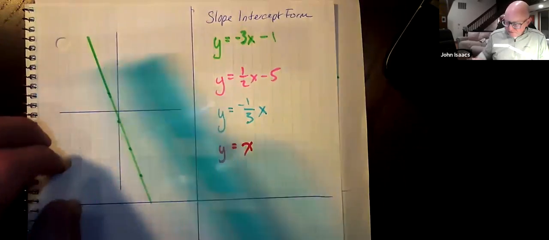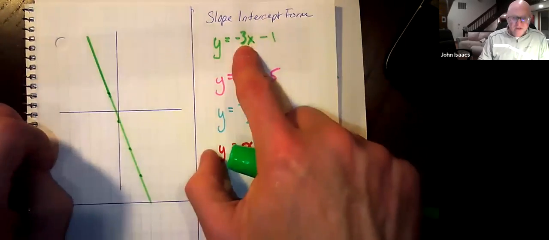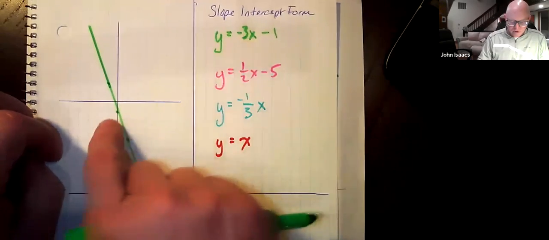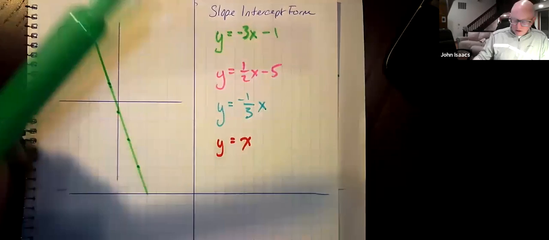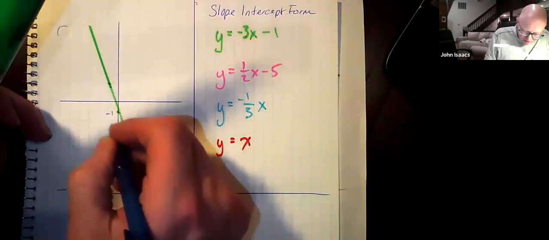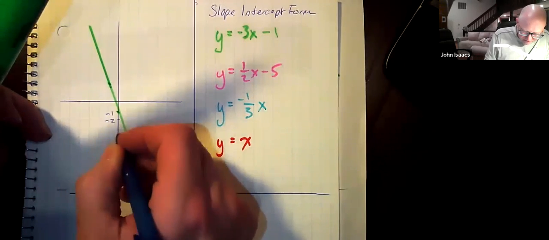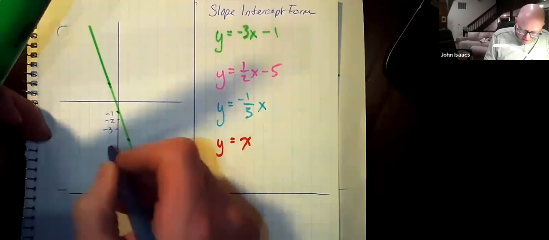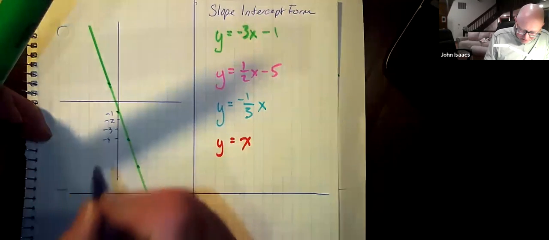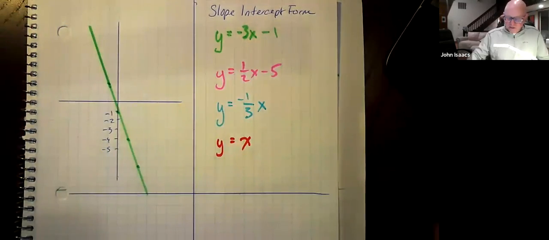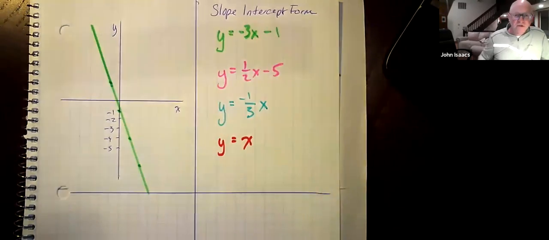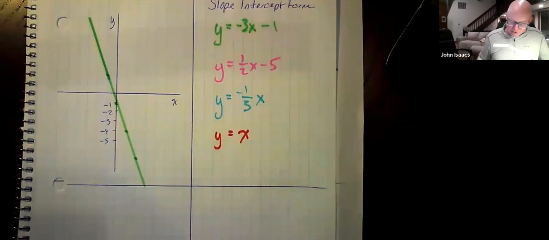Slope of -3. It's a fairly steep going down line that goes through -1 on the y-axis. So this is -1, this is -2, this is -3, this is -4, etc. It's -5. Okay, so we'll mark that y-axis a little bit. Y, X. You put arrows on it if you want. As I said, I don't really care that much about arrows.